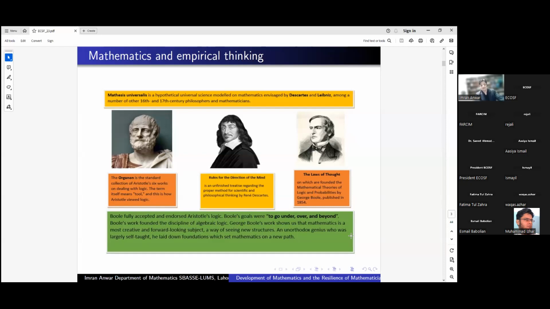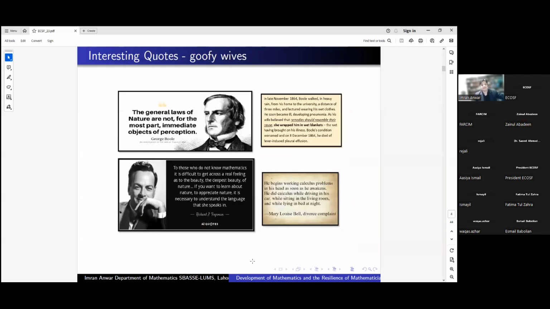So one can read about the Organon, one can read about the Rules for the Direction of the Mind by René Descartes, and one can read about the Laws of Thought, the book by George Boole. And let's talk about an interesting quotation. Because we are talking about George Boole, George Boole said that, and there is a fun element too. So, interesting quote. First of all, let's go to the serious part. The general laws of nature are not, for the most part, immediate objects of perception. So, you can't deduce laws from perception.